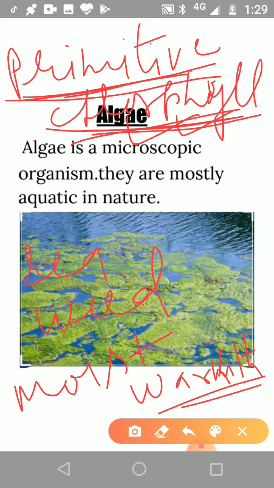So what is their habitat? They are found near ponds, on the water surface, and even on stones near water bodies. They are also found on moist wood. You might have experienced that whenever you go to any water body and try to step on stones, they are slippery. Why are they slippery? Because of this algae.